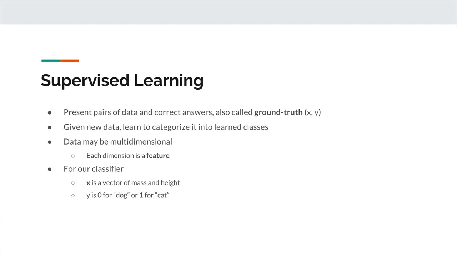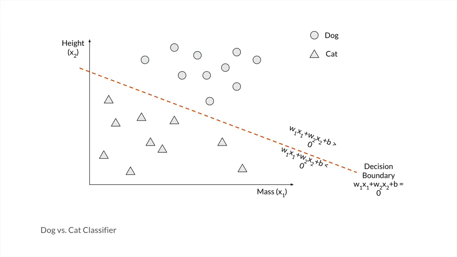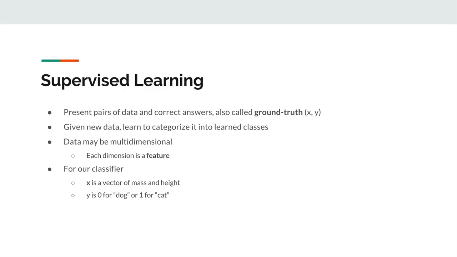Supervised learning, as I mentioned, is where we already have examples that we've collected, and we know what their ground truth labels are. The ground truth is the true answer for a given input, and I showed you that in the previous slide. We have examples here, and we know what the actual truth is, whether they're a dog or a cat. So we present pairs of this data and the correct answers to our classifier in hopes that it will learn some way to separate all of the different classes. That way, when we give it new data, it can categorize it into the appropriate classes.